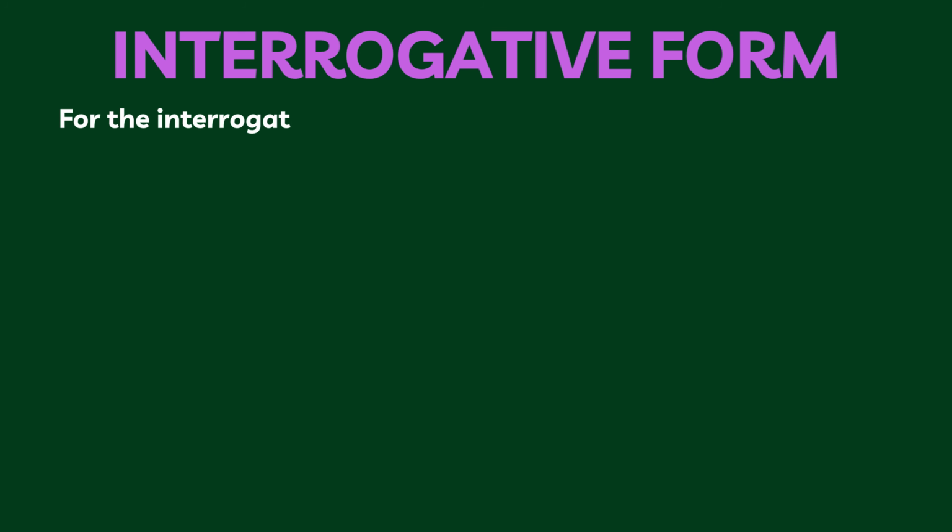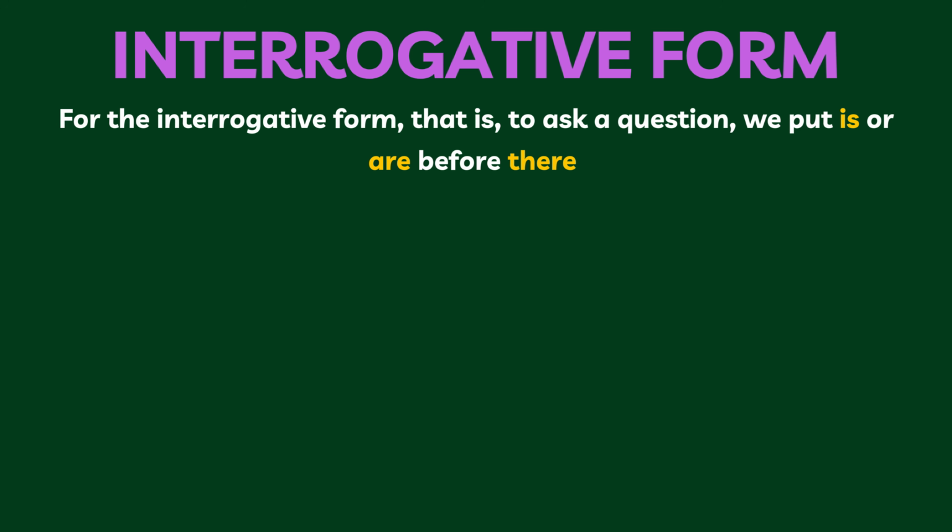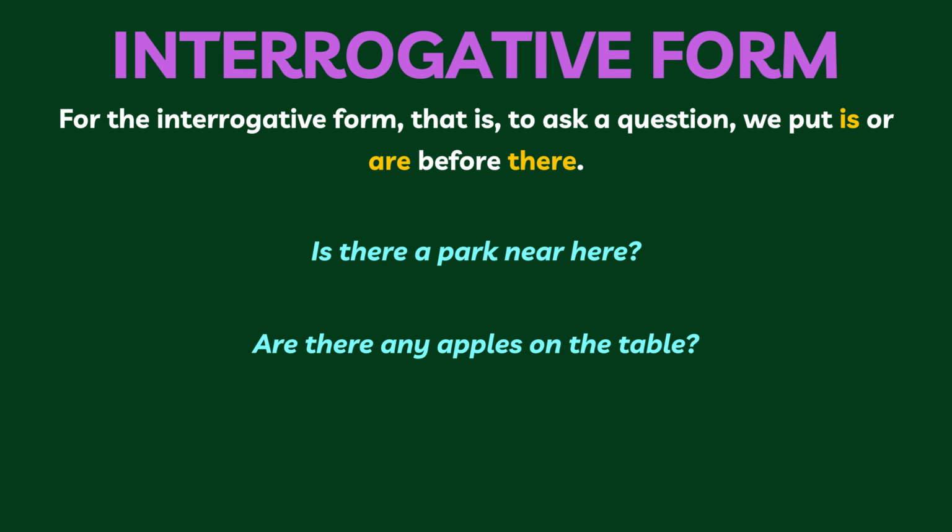For the interrogative form, that is, to ask a question, we put is or are before there. For example, Is there a park near here? Are there any apples on the table?